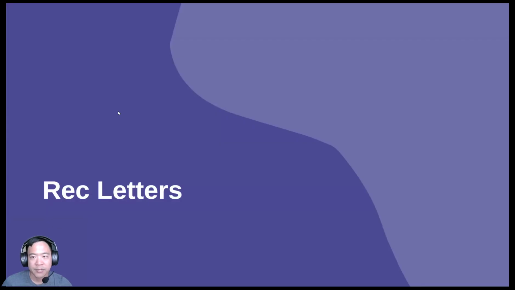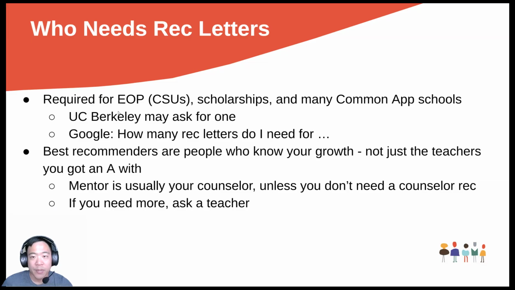We'll start with rec letters since we want to give your teachers more time to write them. You'll need letters for EOP applications, scholarships, and a lot of Common App schools. Even UC Berkeley sometimes asks for one if you're on the edge of being accepted. The best recommenders are people who know how you've grown, not just the teacher who gave you an A. Your mentor usually covers the counselor recommendation, and if you need more, you'll want to ask a teacher who knows you well. There's more information on choosing a letter writer in Junior Webinar 8.